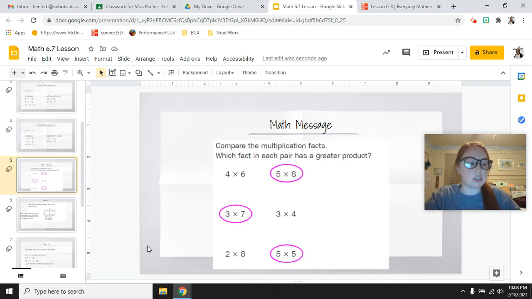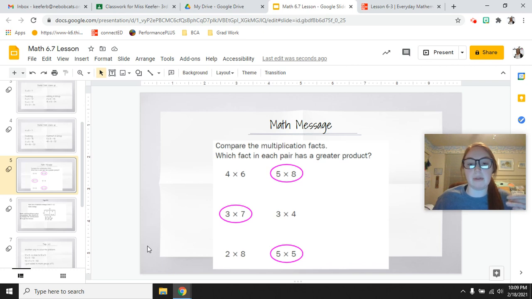But I asked you the question of could we solve and compare them without actually going through and saying 2 times 8 is 16, 5 times 5 is 25? Could we answer this without solving them? And the answer is yes, because we know that greater factors give greater products. So we can just look at which factors are greater. In the first pair, 4 is less than 5 and 6 is less than 8. So we know that 4 times 6 has to be less than 5 times 8.